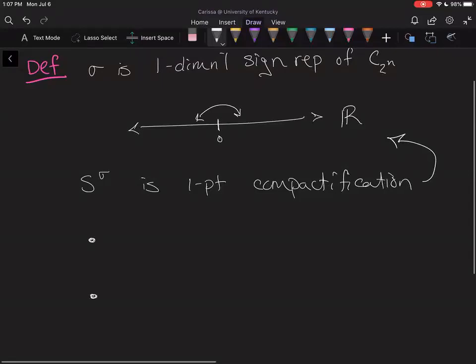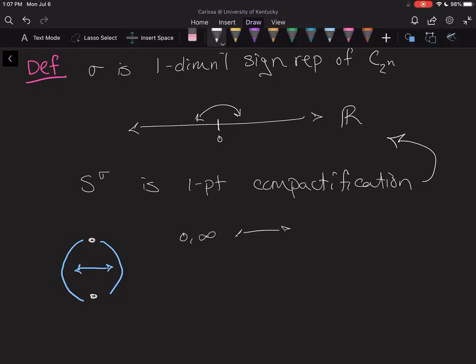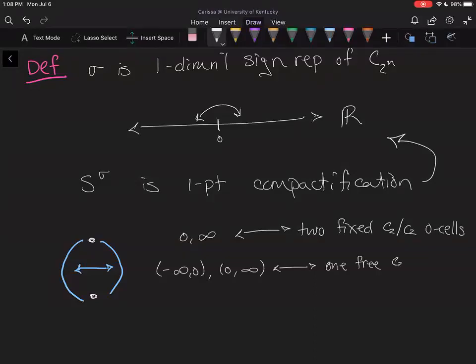So here's what it looks like. When we compactify, 0 and infinity correspond to two fixed C_2/C_2 0-cells, because they're fixed by the action of sigma. And then we have the two intervals, negative infinity to 0 and then 0 to infinity. And those correspond to a single free C_2/e 1-cell.